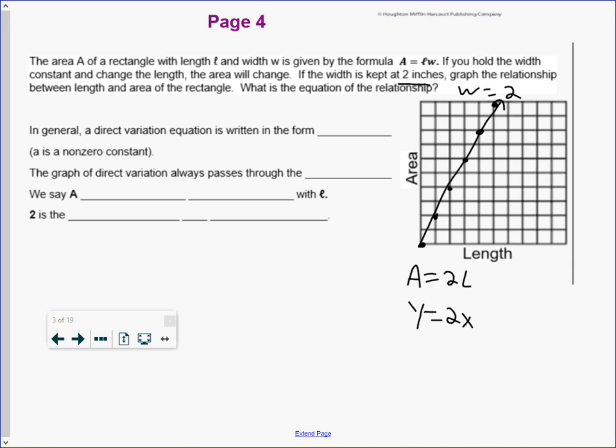So in general, a direct variation equation is going to be written in the form y equals ax, where a, that's going to be your constant term, or the term that never changes. So in this example right here, that's our 2, our width. It never changed, it stayed at 2. So the graph of direct variation always passes through the origin. And that's because we look at this example we just went through. If my length was 0, my area is going to be 0. Or if I look at y equals a times x, if my x is 0, my y has to be 0 as well.